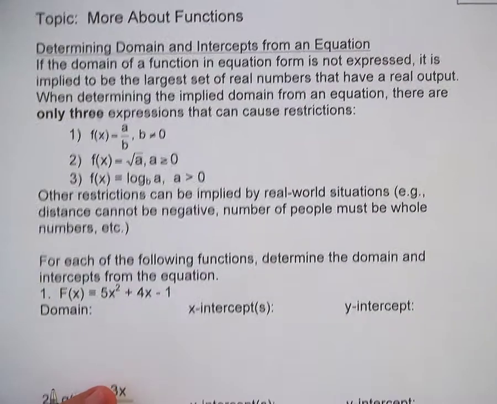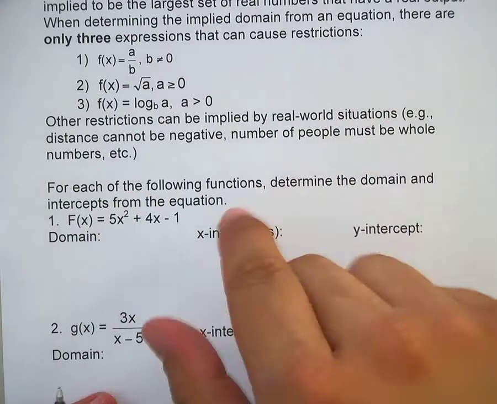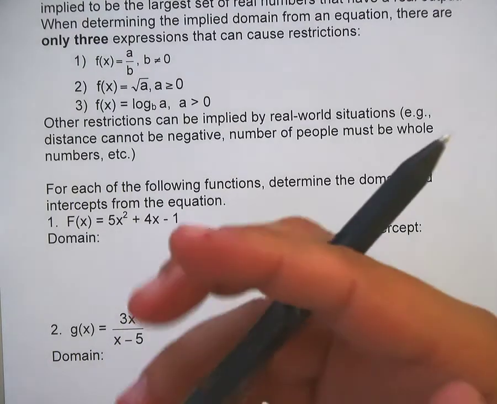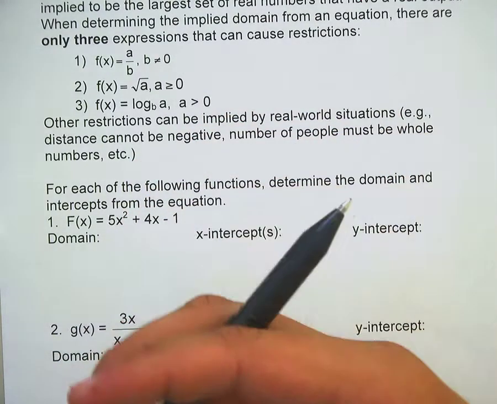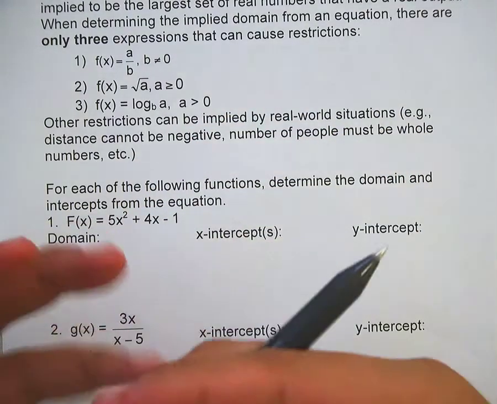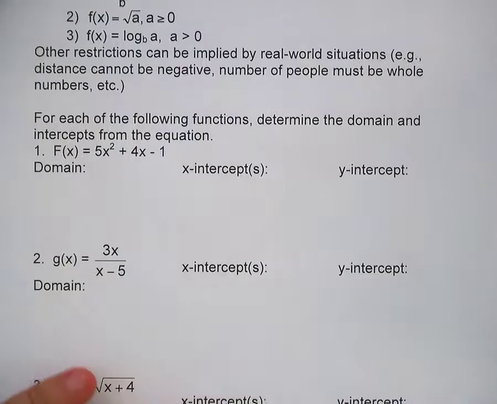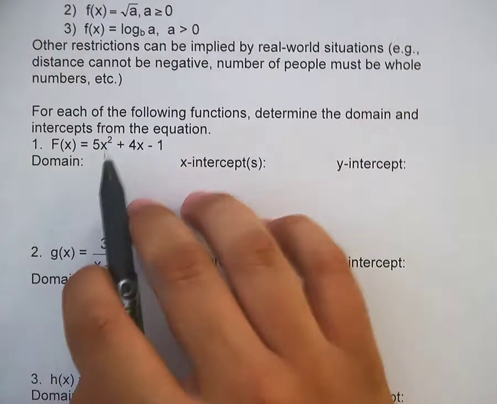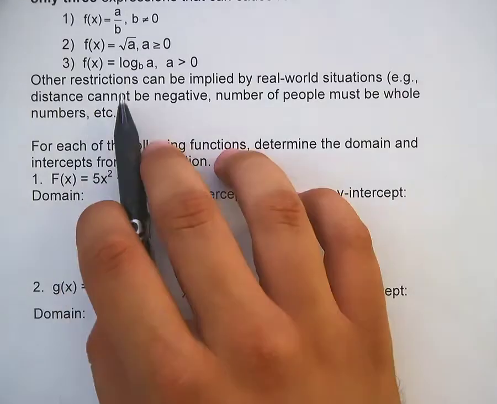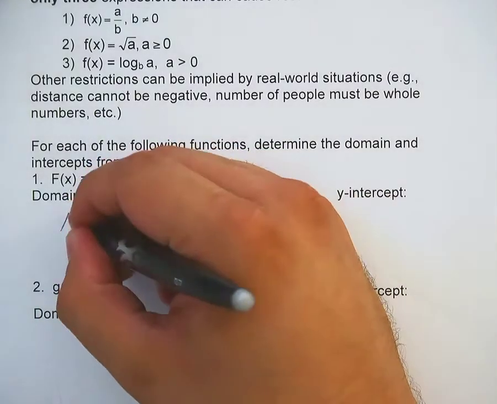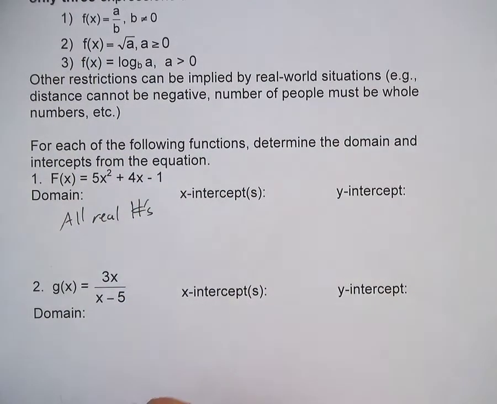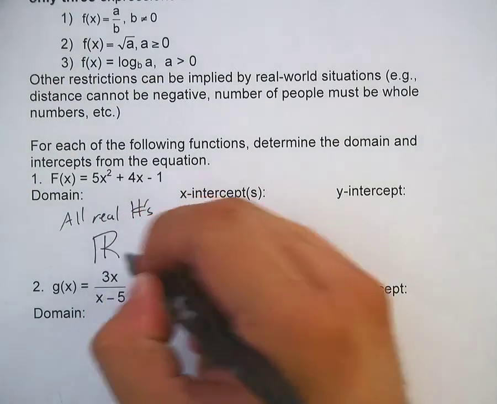You'll see why later. Obviously, other restrictions can be implied by real world stuff, like if you're talking about gallons of water that a tank will hold. It's not going to be negative, right? Stuff like that. So, for each of the following, determine the domain and the intercepts from the equation. This equation is not one of these three, so your domain is all real numbers. There's a shortcut to write that. It is an R with two backs.